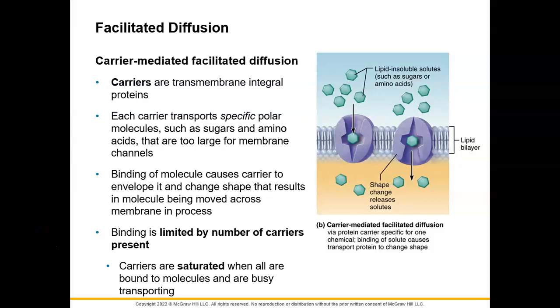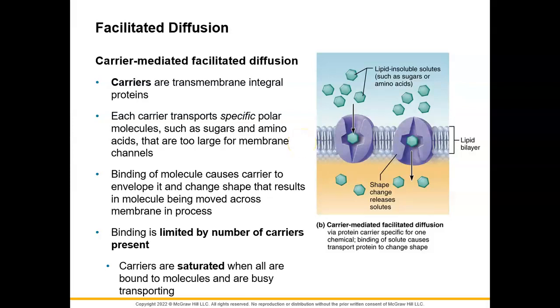Carrier-mediated facilitated diffusion uses carriers embedded in the cell membrane. Each carrier transports specific polar molecules. So a carrier that is specific for galactose would not permit fructose through it, even though fructose and galactose look fairly similar. If I wanted fructose to go through the membrane, I would need to make the carrier that's specific for fructose. Binding of a molecule causes the carrier to envelope it and change shape. That results in the molecule being moved across the membrane in that process.